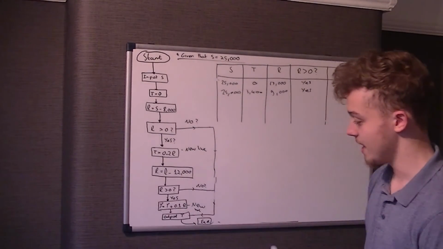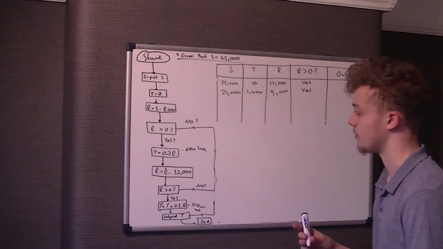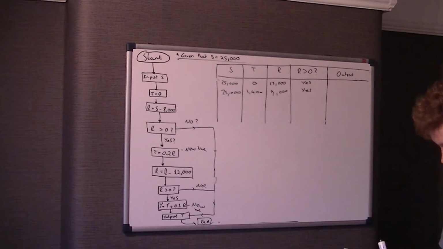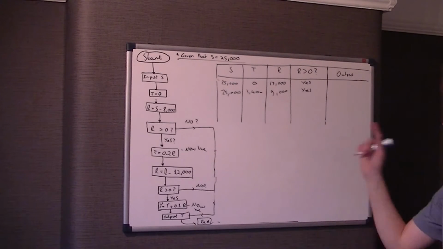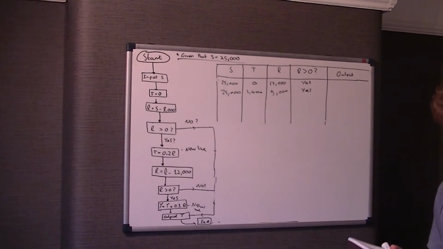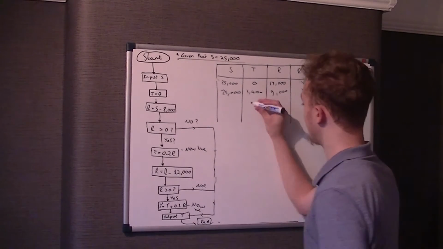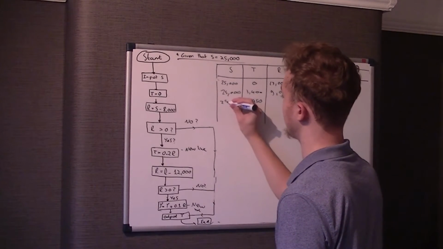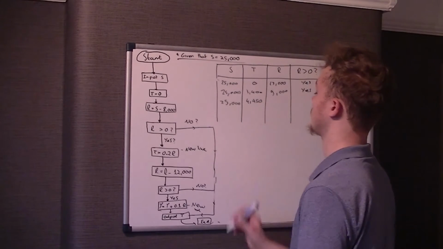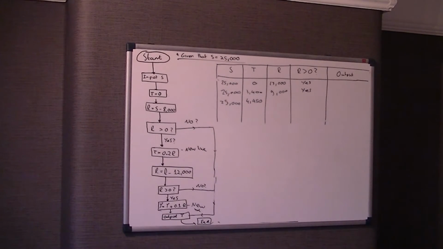The next line, t is equal to the previous value of t, plus 0.1 times r. So in other words, the new value of t is 3,400 plus 0.1 times 5,000, which you would work out to be 4,450. And we still write s as 25,000, that hasn't changed. It doesn't tell you to do anything with the s, so you would just keep writing it as 25,000, or you could just put a dash under each one to signify it's the same as the one on top.